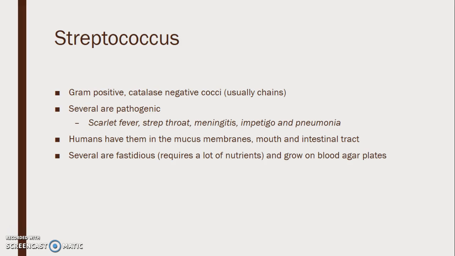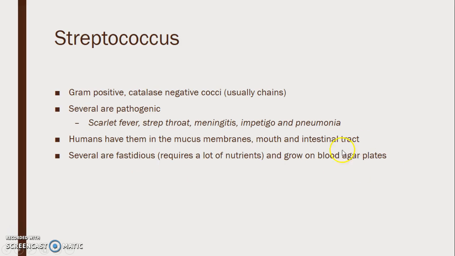Several are pathogenic, so they cause scarlet fever, strep throat, meningitis, impetigo, whatever that is, and pneumonia. Humans do have them as normal flora in their mucous membranes, their mouth, their intestinal tract, and several are fastidious, which means that they need a lot of nutrients. Right? We went over that as part of that one experiment.